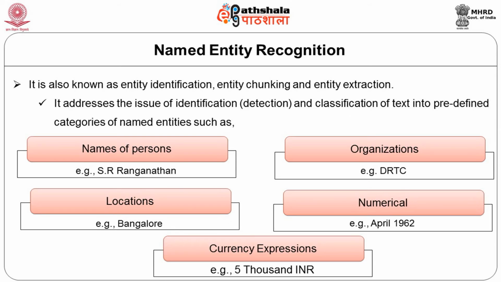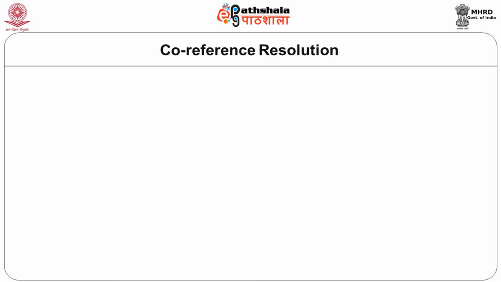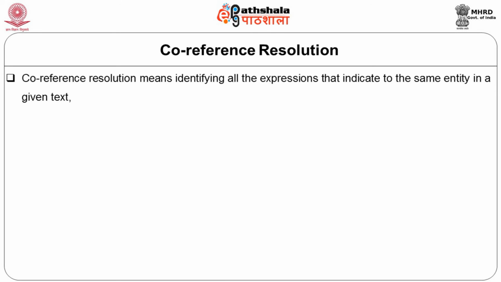So in all such information queries, we can easily see that named entity plays a very important role and it needs to be recognized. That is where the importance of named entity recognition lies. The second one is co-reference resolution. Co-reference resolution means identifying all expressions that indicate the same entity in a given text. That means we are referencing the same entity. So an example is given here.